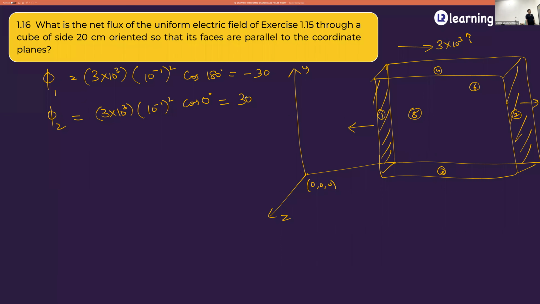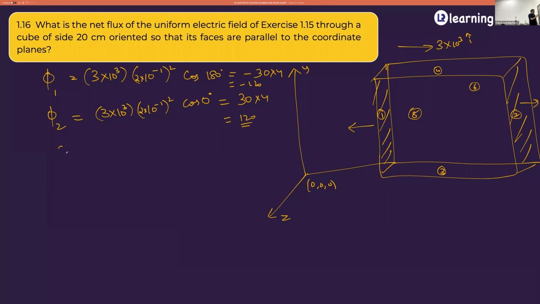Oh, it's 20. Okay. So 20 means 2 into this thing. I took the values from the previous problem. Centimeter I converted to meter. So you will have into 4 is what I need to do. So this will be minus 120 and this will be plus 120.